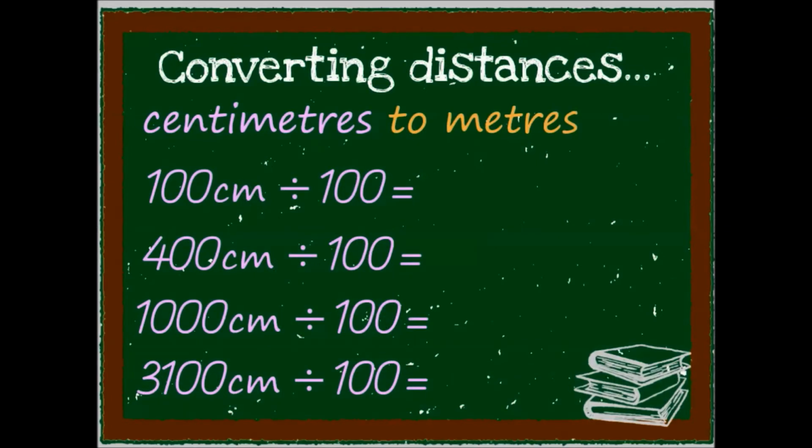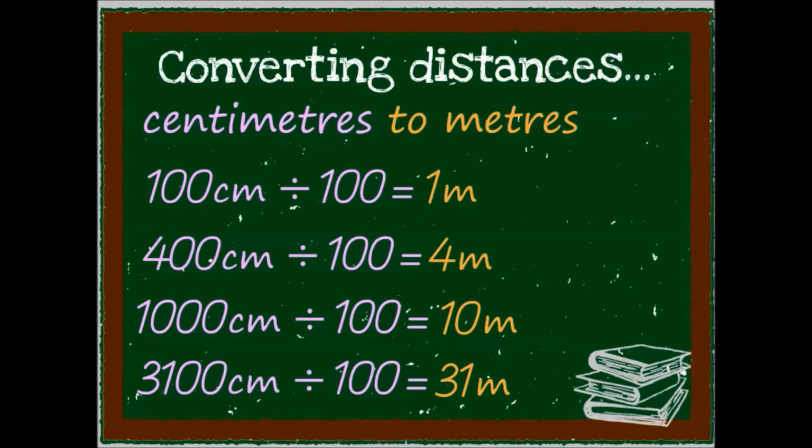We can write how many meters we have by changing centimeters to meters. We divide the amount of centimeters by 100 because there are 100 centimeters in each meter. That means that 100 centimeters is the same as 1 meter. 400 centimeters is the same as 4 meters. 1000 centimeters is the same as 10 meters. And 3100 centimeters is the same as 31 meters.